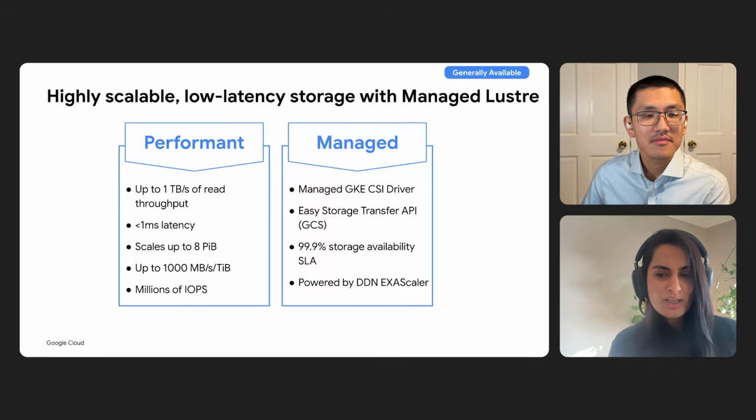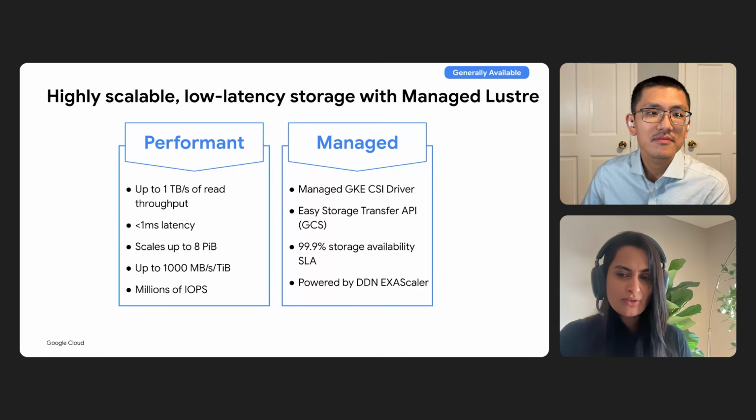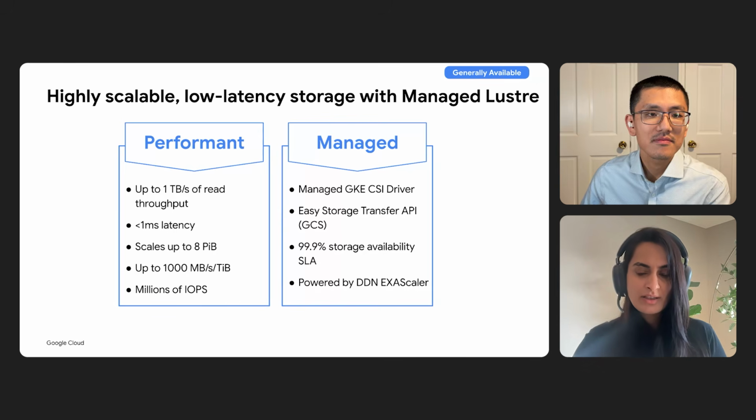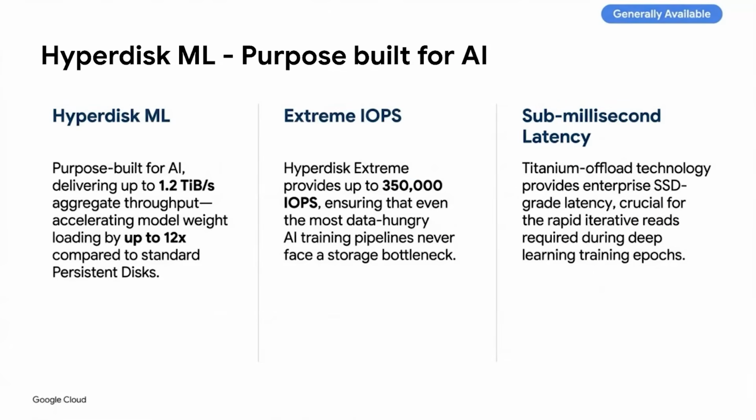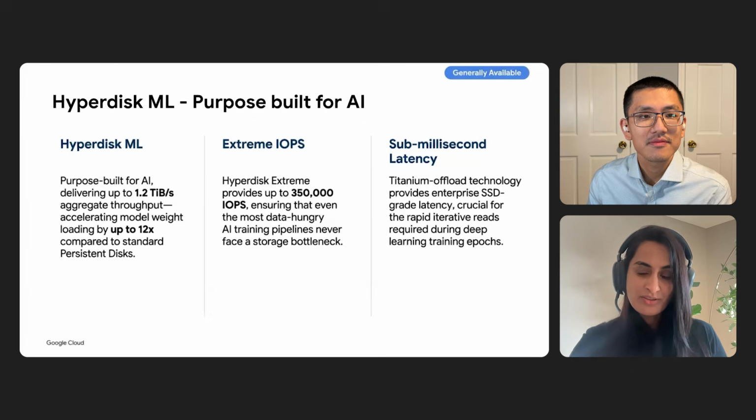And then definitely there's Managed Lustre. Managed Lustre is a specialized parallel file system designed to handle the massive, high concurrency I/O required for your data intensive training and rapid checkpointing. And then definitely our Hyperdisk ML, which is specially engineered to eliminate the storage bottleneck in your AI lifecycle, providing about 1.2 terabytes per second of aggregate throughput to hydrate model weights up to 12x faster than standard persistent disk.